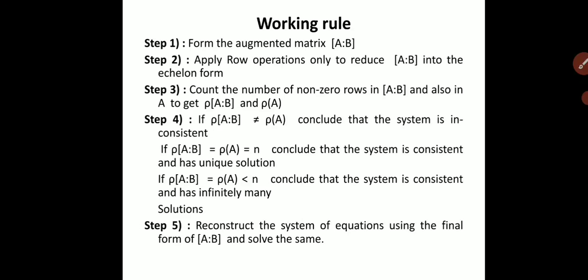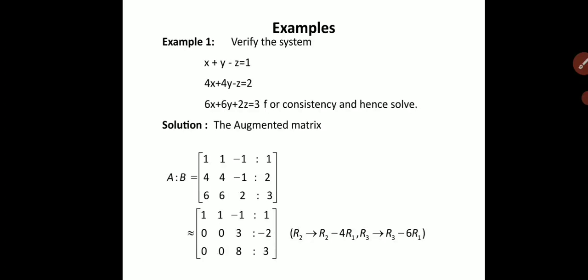And lastly, if rank of AB, this I have not written in the third one only. If both the ranks are not equal, then the system is inconsistent. It has no solution. So the last step is reconstructing the system of equations using the final form of A colon B and solving the same as we have done in previous cases.